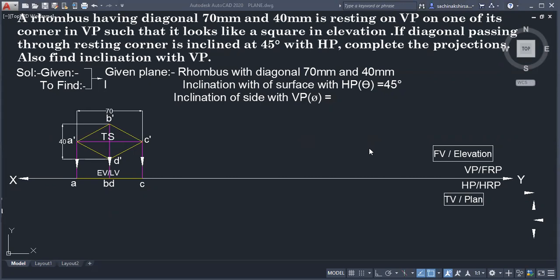Simple, very simple. Here the diagonals are different. One is 70, one is 40. What is the relation of the diagonals in case of a square?